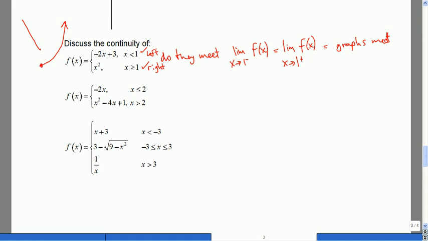Okay. So to figure out which one of those cases it is, the limit as x goes to 1 from the left side of f of x is going to be negative 2 times 1 plus 3. That's equal to negative 2 plus 3, which is 1. As I go from the right side, that's going to be equal to 1 squared. I'm using the functions over here. So 1 squared, which is 1. So both agree. So yes, they do meet. This graph is continuous everywhere.